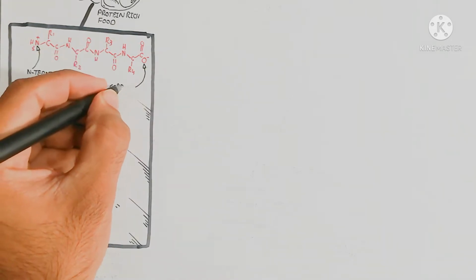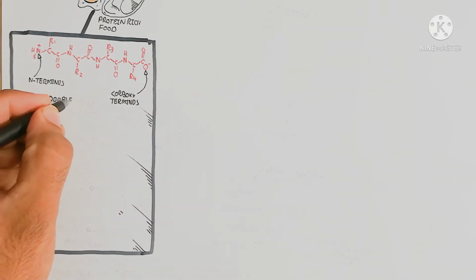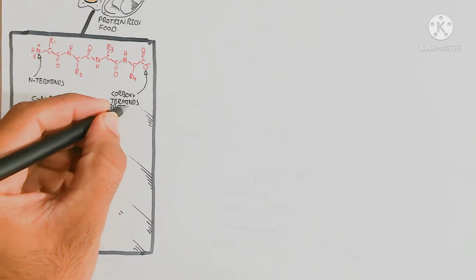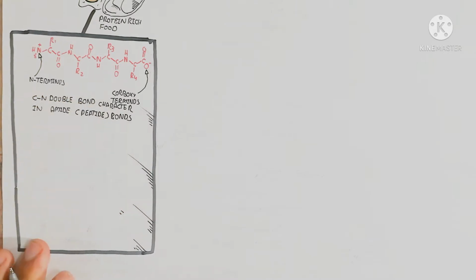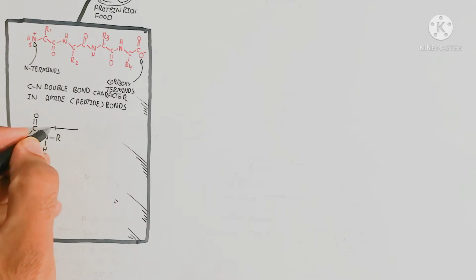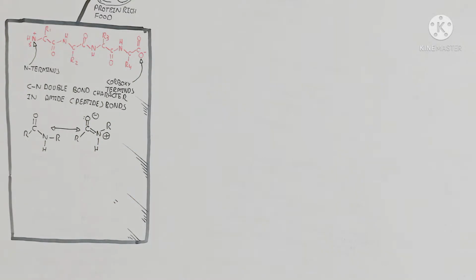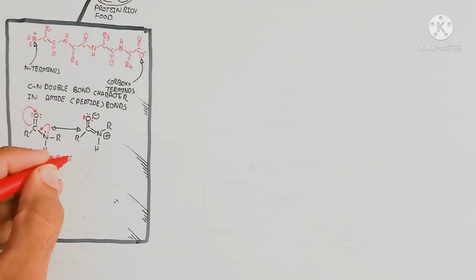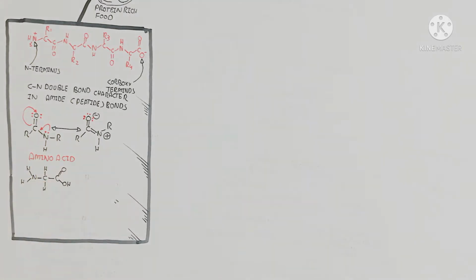So here is the N terminus and here is the carboxy terminus, which is important for digestion because specific enzymes are used for N terminus dissociation and carboxy terminus dissociation of the amino acid. The C-N bond has double bond character in the amide, which is the peptide bond. Here you can see the bond can be delocalized, and the amino group can dissociate and create negative and positive charge, so donation and acceptance of the proton occurs.